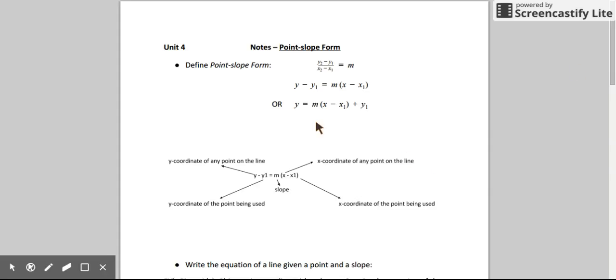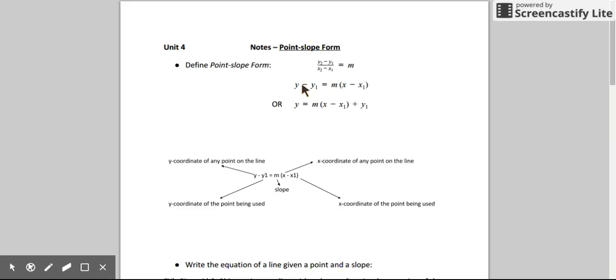In this video, I'm going to be explaining how to write equations of lines using point-slope form. Point-slope form comes from our slope equation, which is y2 minus y1 divided by x2 minus x1. That's our slope. If I multiply both sides by this denominator, then I get this, y minus y1 equals m times x minus x1. And this is one form of the point-slope form.